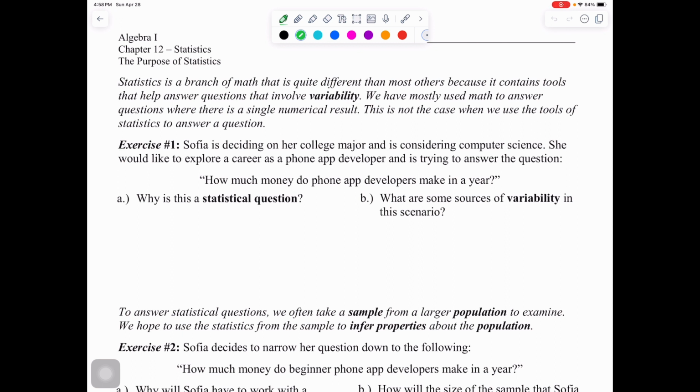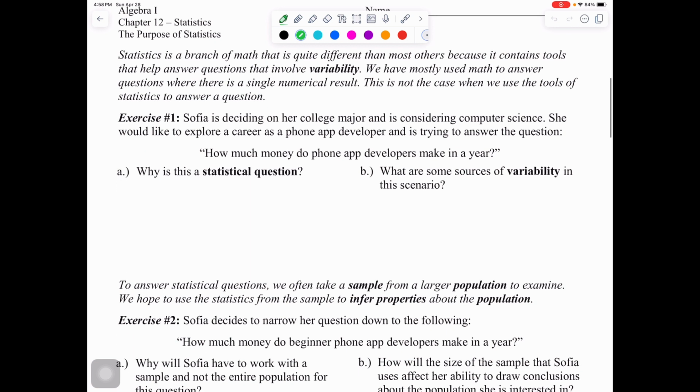So variability means change within answers. So in exercise number 1, Sophia is deciding on her college major and is considering computer science. She would like to explore a career as a phone app developer and is trying to answer the question, how much money do phone app developers make in a year? So first off, some vocabulary. Why is this a statistical question?